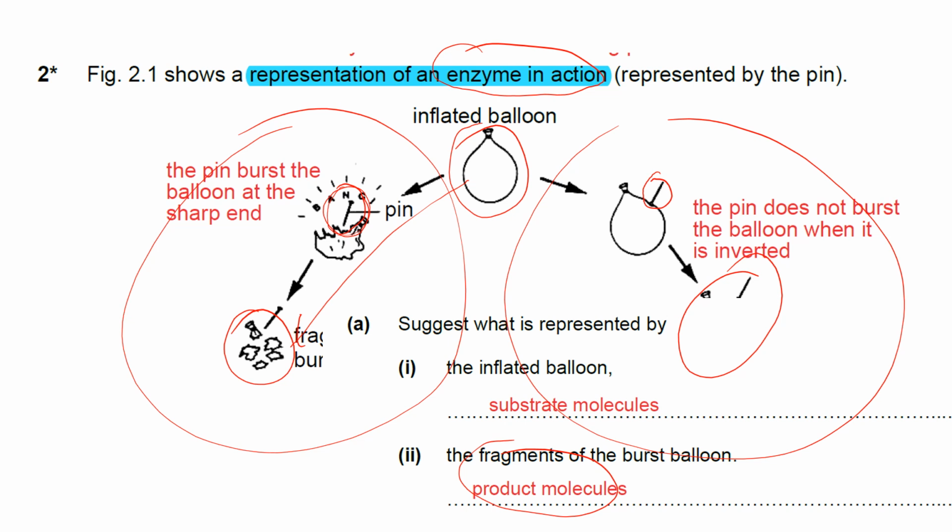The inflated balloon is before it is burst. So before it is burst, it is inferred as the substrate molecule. And after it's burst, it is inferred as the product molecule. So the pin is the enzyme, the inflated balloon is the substrate, and the burst fragments of the balloon are the product molecules. All right, write the word molecules, by the way.